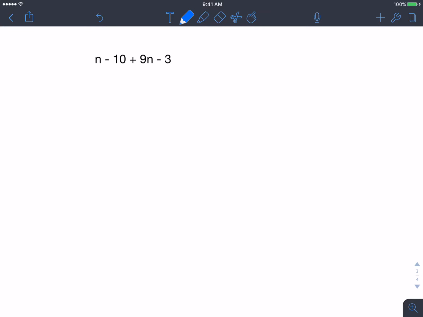on this example, first thing I need to remember is that I do have a ghost number in this problem. My ghost number is 1. We know it's there, but we don't always see that number 1. Now I want to look for my letters that are the same, and I'm going to go ahead and combine them. So I have 1n plus 9n gives me 10n.